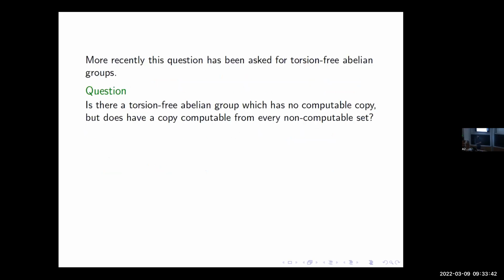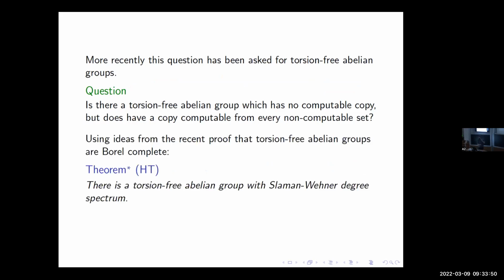More recently than that, people asked about torsion-free abelian groups. Is there a torsion-free abelian group with the Slaman-Wehner spectrum? Recently, there's this proof announced that torsion-free abelian groups are Borel complete. If you take a bunch of ideas from that, you can show that there is a torsion-free abelian group that has the Slaman-Wehner spectrum. So it's using these cool new methods from that proof. I put a star here because I haven't completely written down the proof, so I don't want to absolutely claim it, but I'm pretty sure this is true.